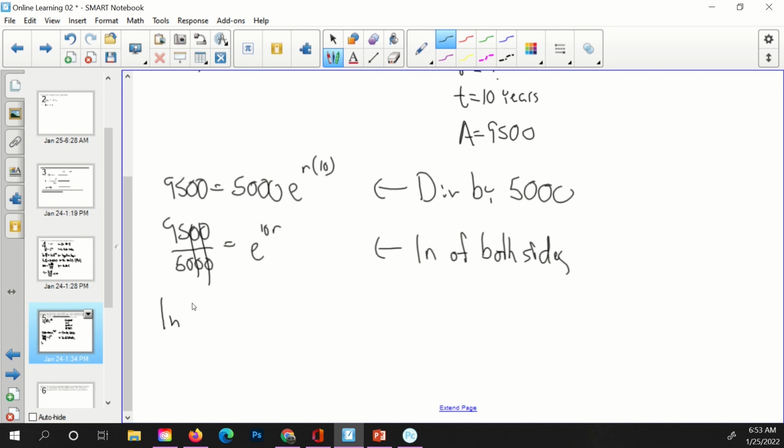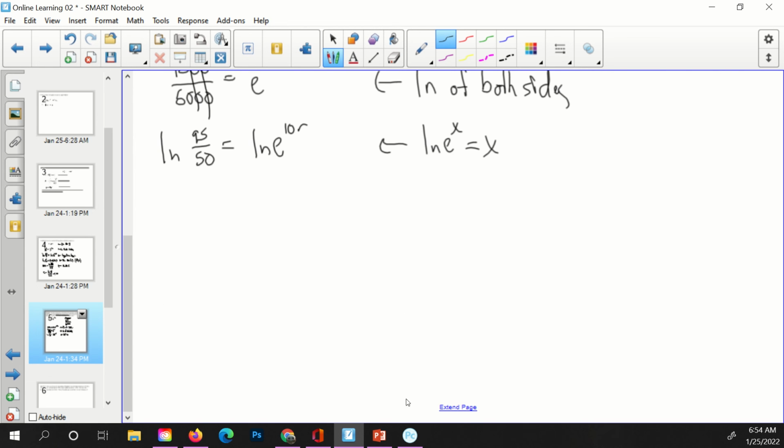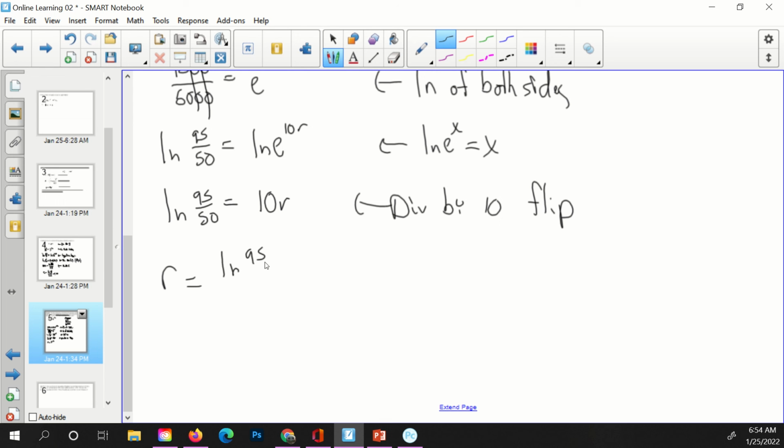So I'll have the ln of 95 over 50 equals the ln of e to the 10r, and I'll say remember that the ln of e to the x is just equal to x. So I can rewrite this as the ln of 95 over 50 equals just 10r. Here we're going to divide by 10, and so we'll also flip it here. I'll have r equals the ln of 95 over 50, all over 10.